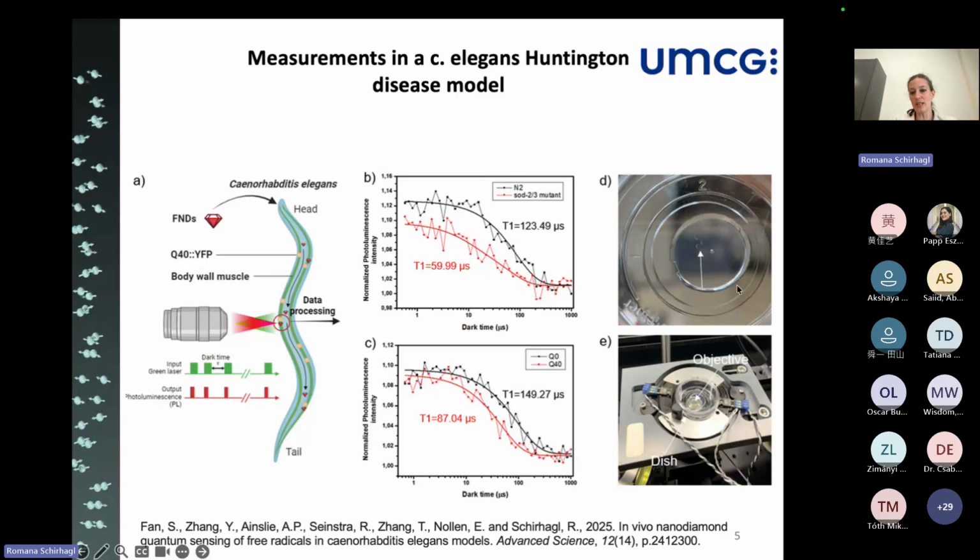And now this is how it looks under the microscope. This is a glass bottom petri dish, and you can see these worms here. They are a few millimeters in size, so you can barely see them with your naked eye. And on the bottom right, this is an incubator, so we can keep the temperature and CO2 concentration and things like that constant in the medium during the measurements.